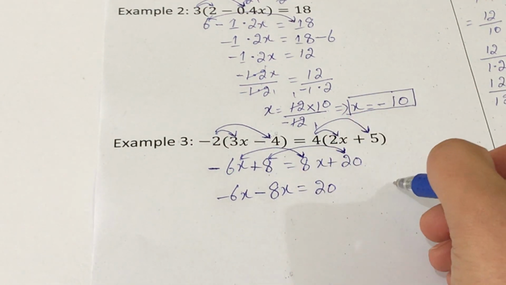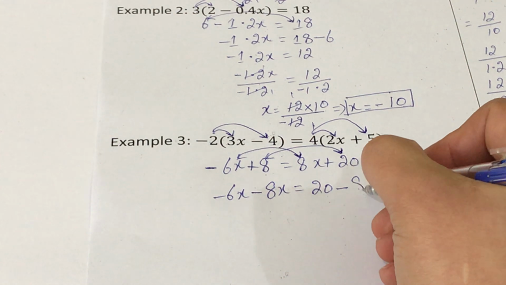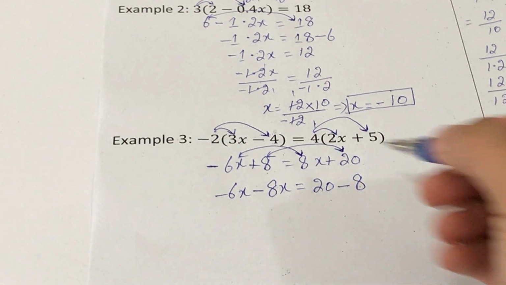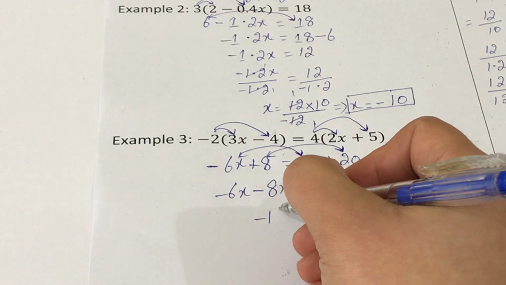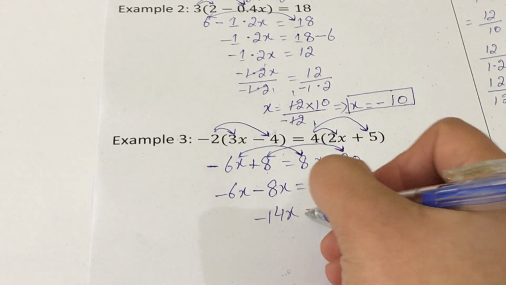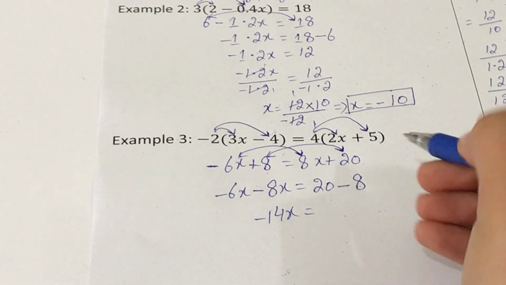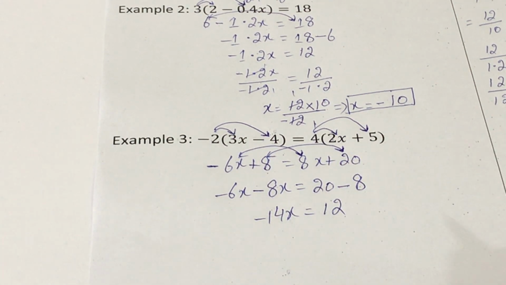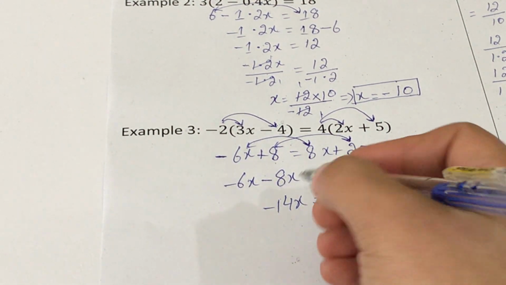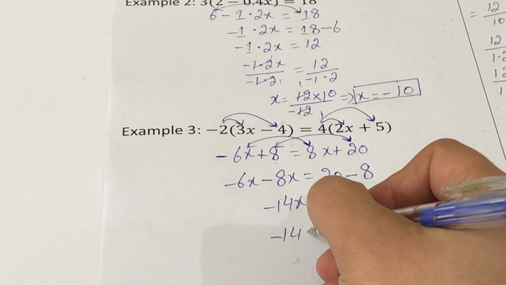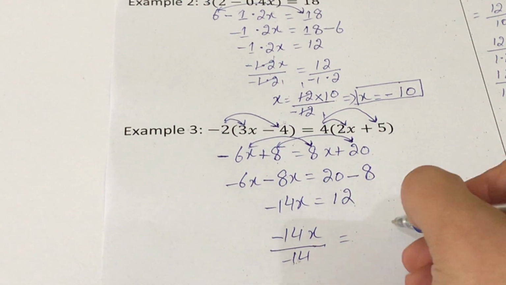Now shift positive 8 to the other side, as it's positive here, so it would be negative on the other side, right? -6x, -8x, it's -14x, because for same signs we have to add the terms, right? Now 20 minus 8, it's 12, right? Now again you have to eliminate the coefficient of the variable, so we will divide both sides by the coefficient, that is -14.